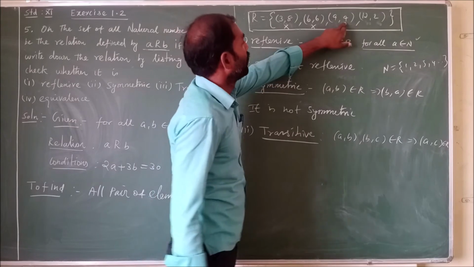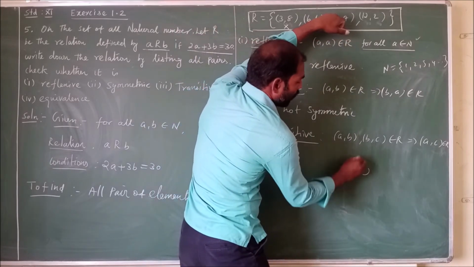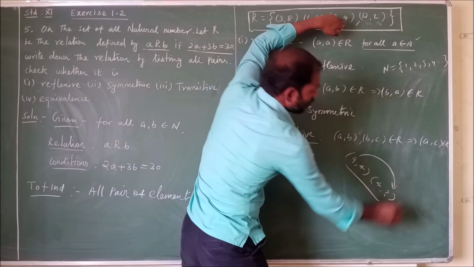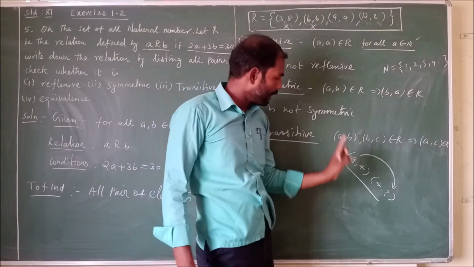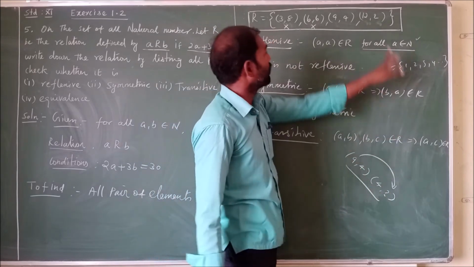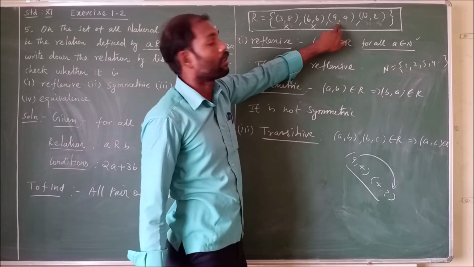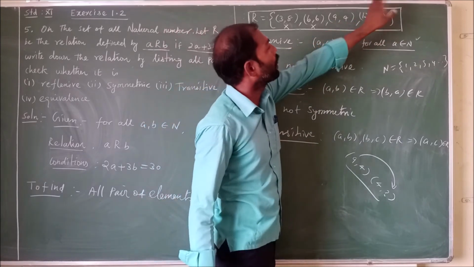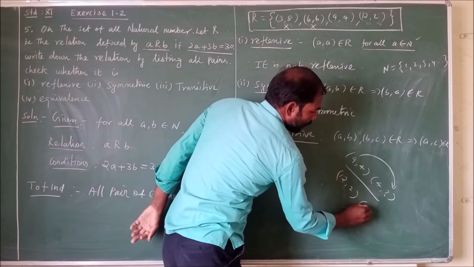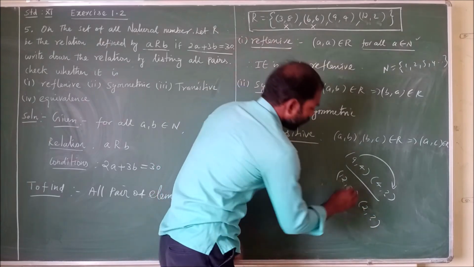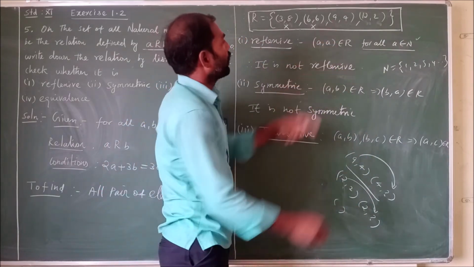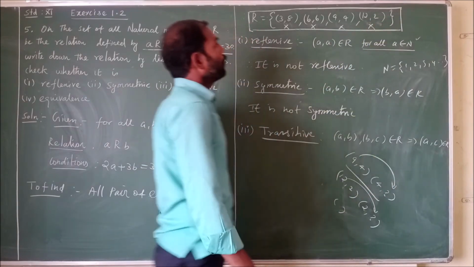Next, (9, 4). Another pair starts from 4, for example (4, 7), so (9, 7) must also be a pair in R. So this pair does not satisfy the condition. Then (12, 2), and (2, some number): (12, that number) must also be in R. So (9, 4) does not satisfy, and (12, 2) also does not satisfy.